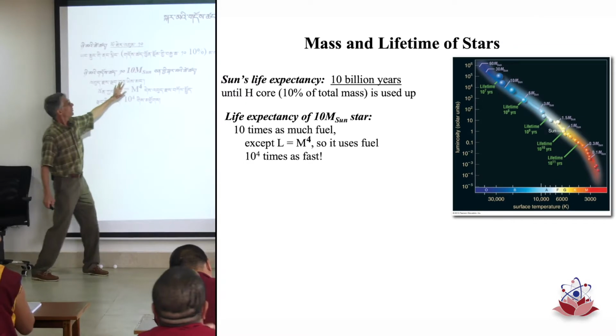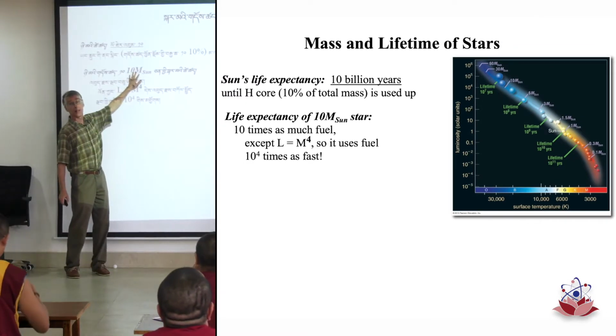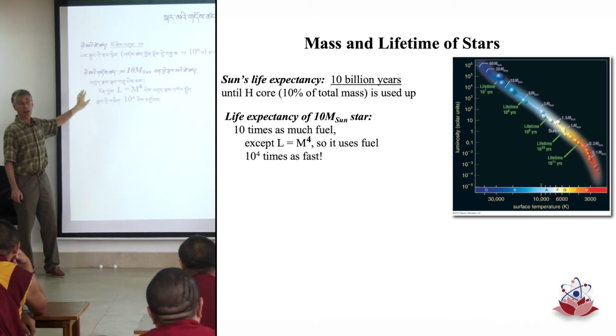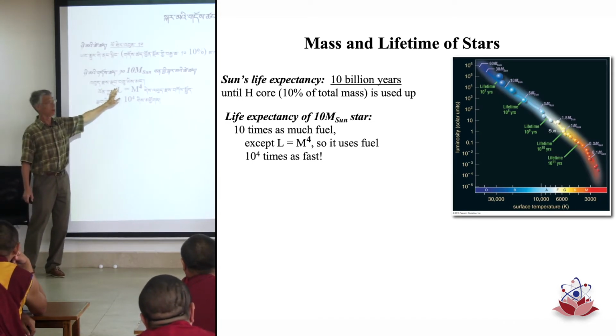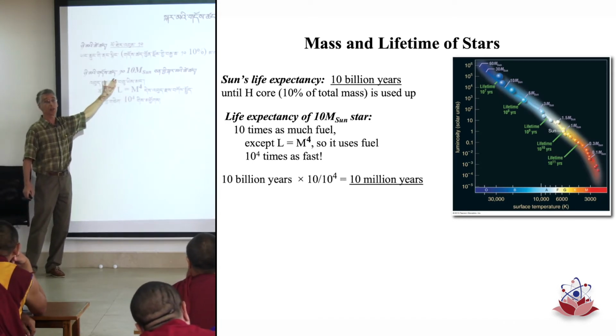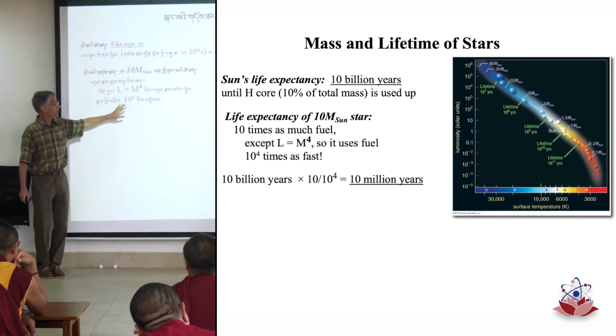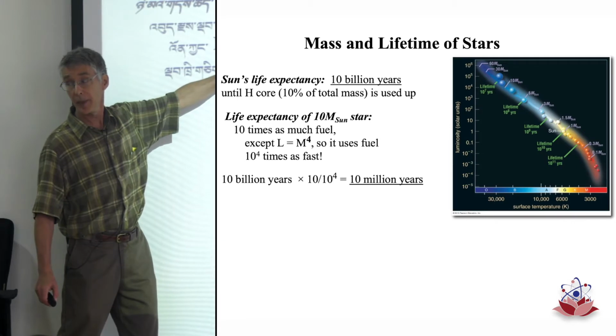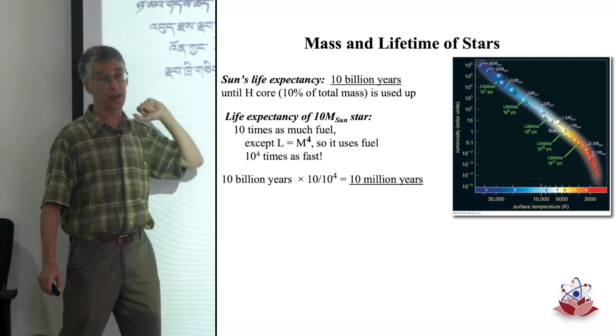So for a star then that's 10 times the mass of the sun, it has 10 times as much hydrogen fuel to light itself up, but because of this relation, it uses it up 10,000 times as fast.